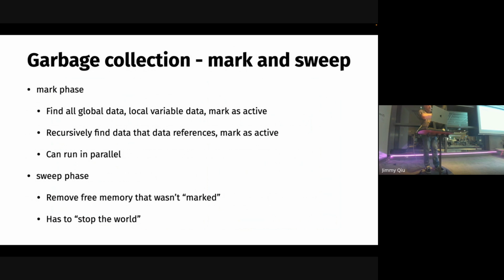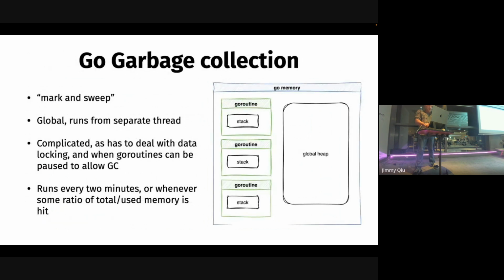Then it goes through the sweep phase, where everything that didn't get marked as active gets swept and freed. You can use that memory again. The sweep phase does have to stop the world, but it's relatively quick because most of the work is already done. In Go, that's pretty much exactly what it does. It's global. There is a separate thread that runs it, so it doesn't run within each of the goroutines.